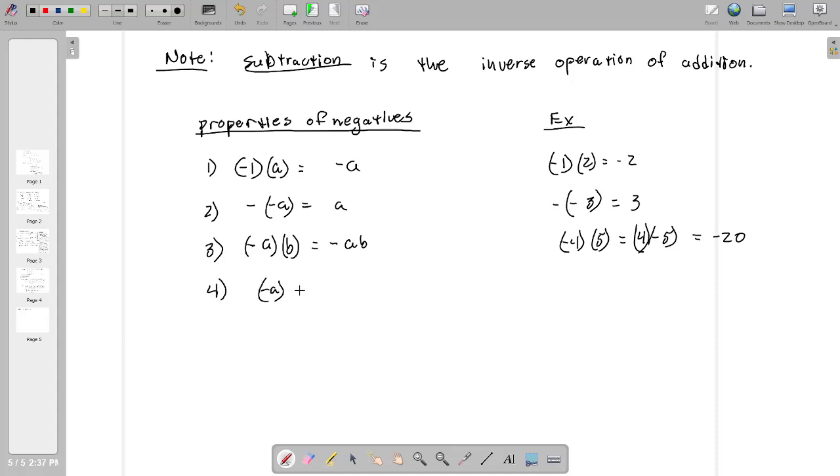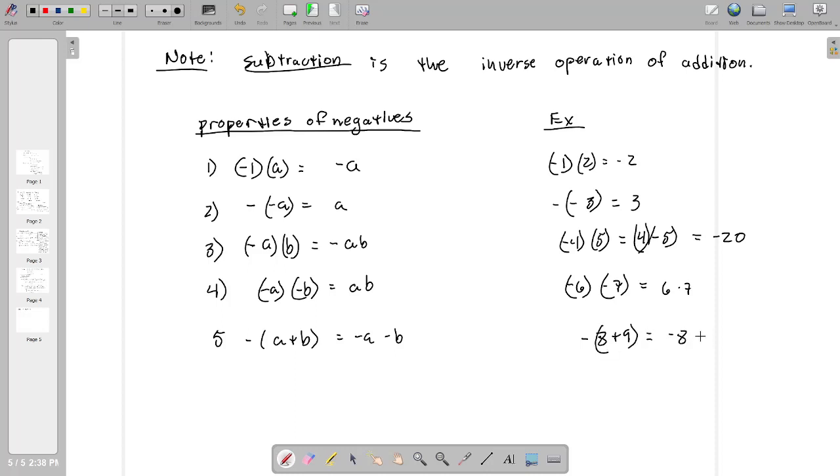Negative a times negative b is equal to positive ab, because the negatives will cancel. Negative 6 times negative 7 is equal to 6 times 7, 42, of course. Number 5: negative (a plus b) is equal to negative a minus b. Negative (8 plus 9) is equal to negative 8 minus 9, which moves more negative. Negative 17.